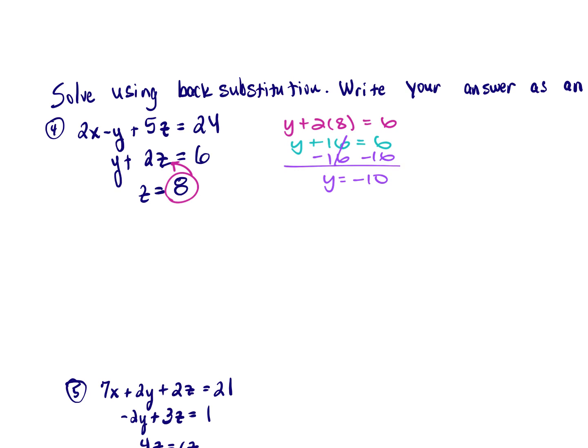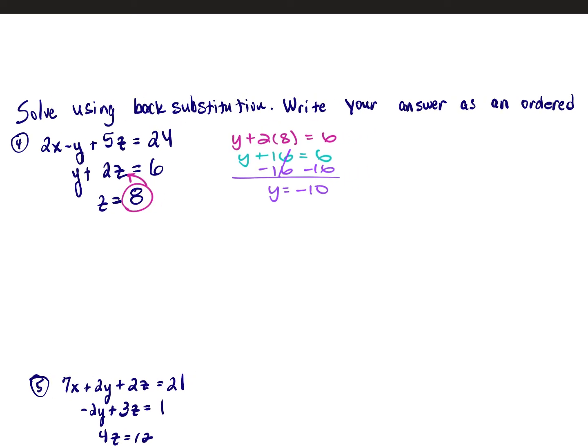Plug both of those into the top equation and solve for x. So this is going to give you 2 times x minus y, which is negative 10, plus 5 times z, which is 8, is equal to 24. Your double negatives turn into positives, so that's going to become 2x plus 10 plus 5 times 8, which is 40, equal to 24. Your 10 plus 40 is 50, so 2x plus 50 is equal to 24.